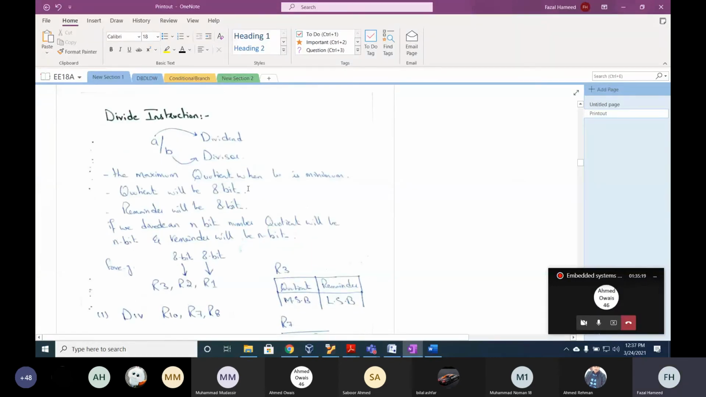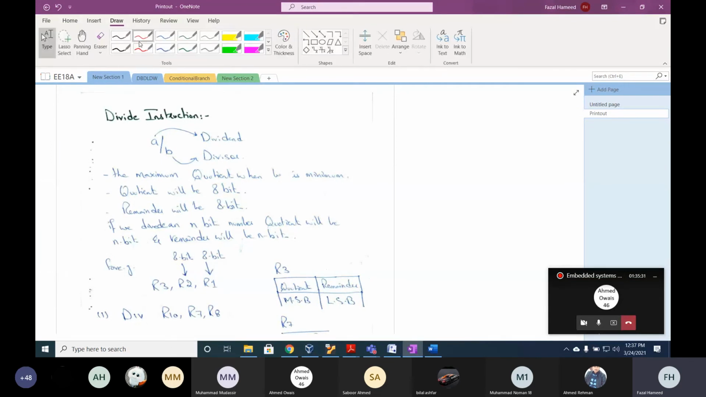Now we study the divide instruction. If we want to have a divide instruction, we have two operands. One is dividend, one is divisor. So if we say C is equal to A divided by B, this is an operation.